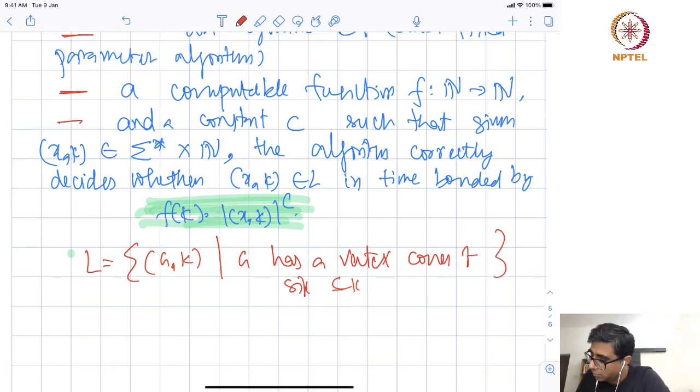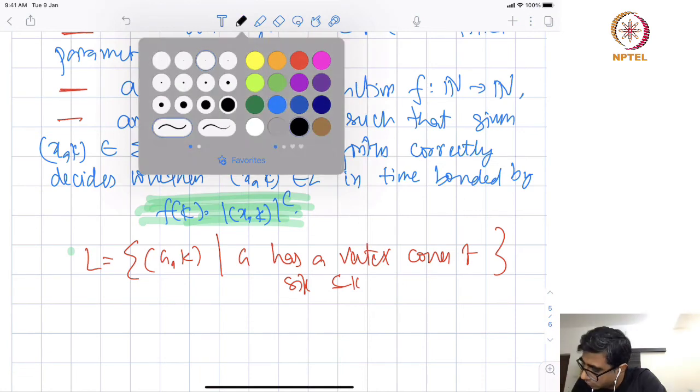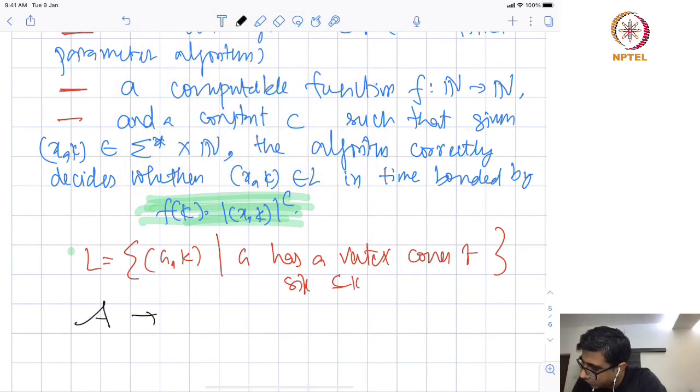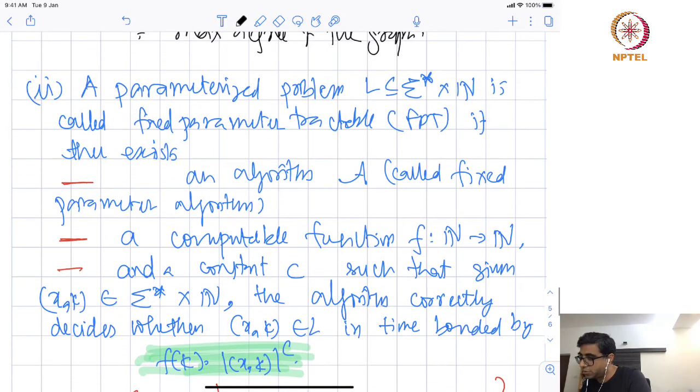Okay. So, we made an algorithm where f was 4 to the power k, and our constant was roughly at most 4. So, in 4 to the power k times some n to the power 4, we were able to decide whether a given graph G contains a vertex cover of size at most k or not. So, this implies that even with respect to this definition, the problem is FPT. Okay.